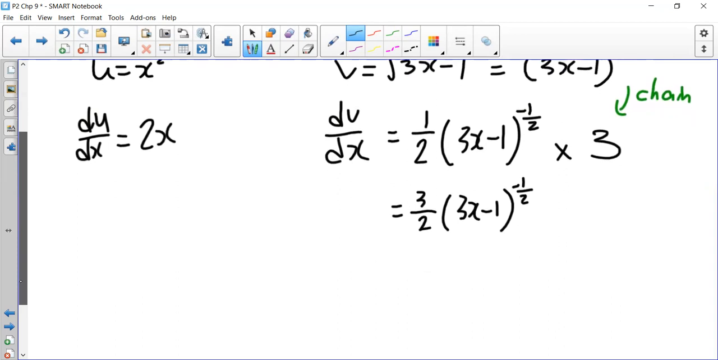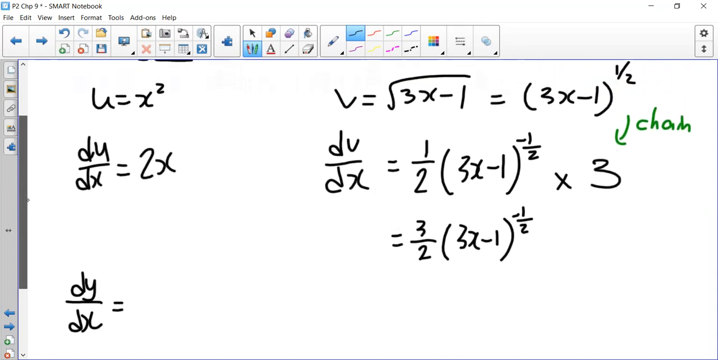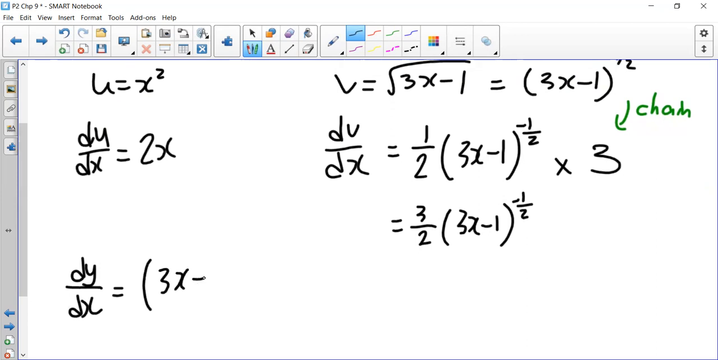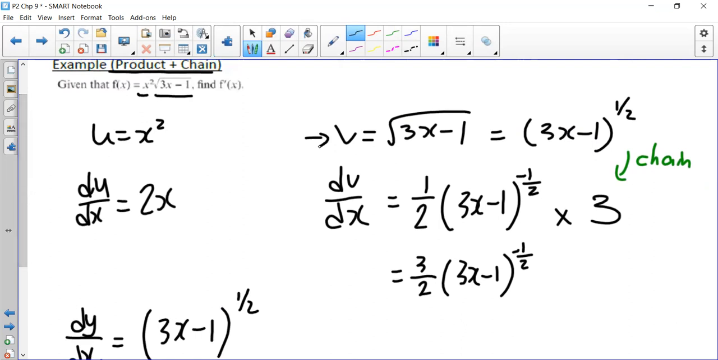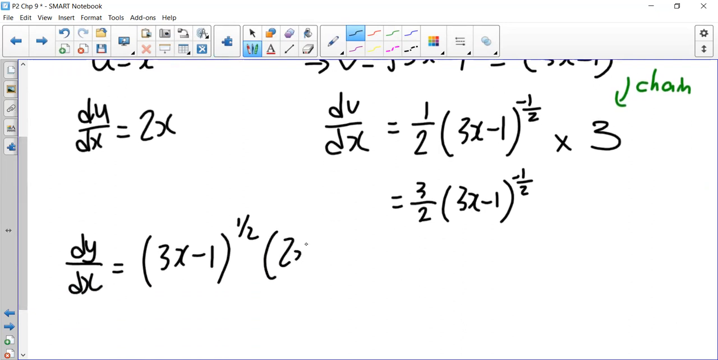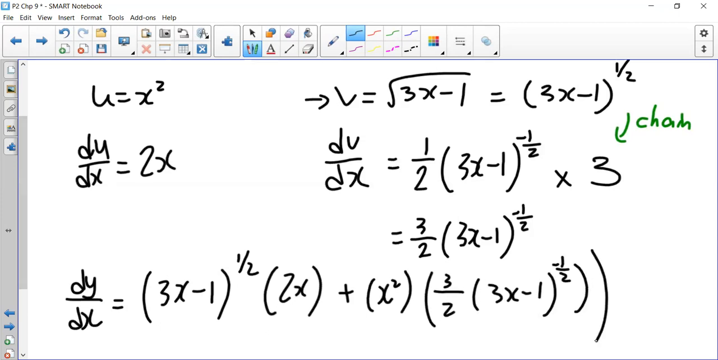Once you've got all the ingredients, now it's time to put in the recipe, dy by dx, a product rule. Product rule is v du plus u dv. So v is 3x minus 1 to the power of a half. Okay, do not copy the wrong thing. So it's v du times 2x plus u, x squared, times dv, times 3 over 2, 3x minus 1 to the power of minus a half, close bracket. Oh, that's too much bracket.